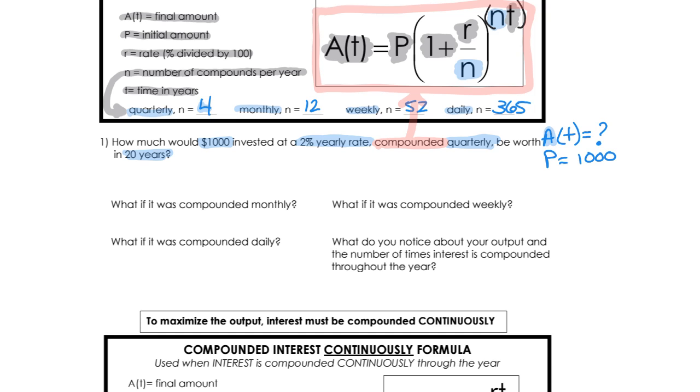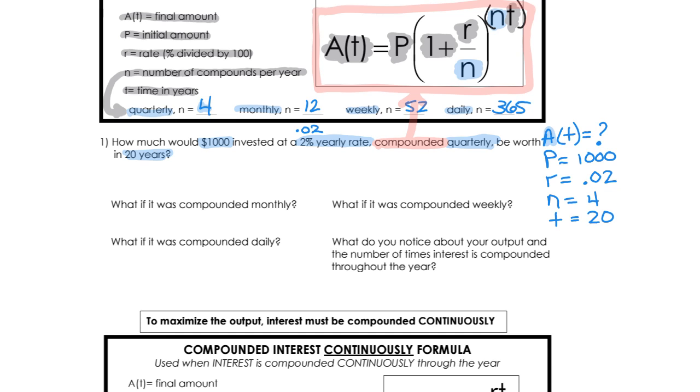Our next variable is r, which is our rate. And we have 2%, which as a decimal is 0.02. Notice, guys, that we don't have to do 1 plus or 1 minus because the formula already has the 1 plus built in. And then we have our n. Because we're compounding quarterly, which is 4 times a year, our n will be a 4. And then we have our time frame. Because they're saying 20 years, that means t is going to be 20.